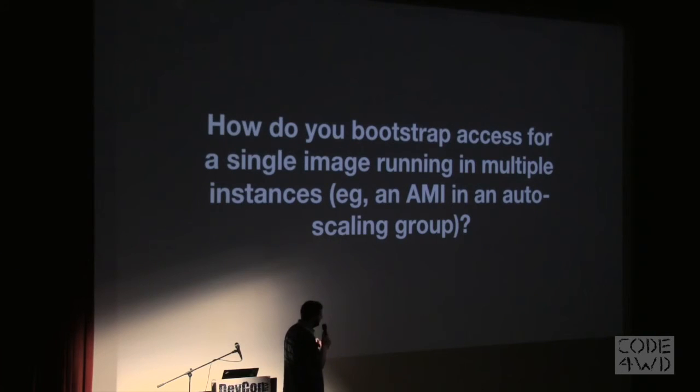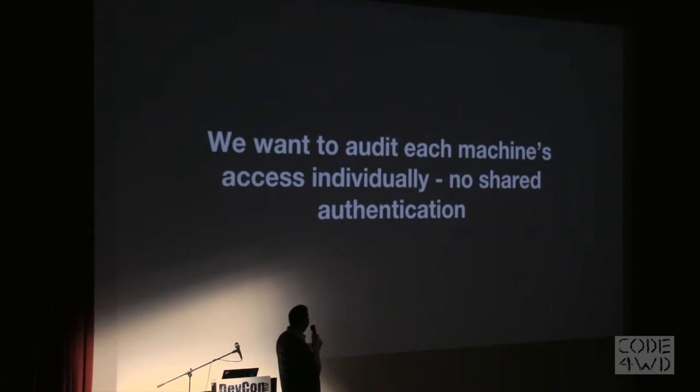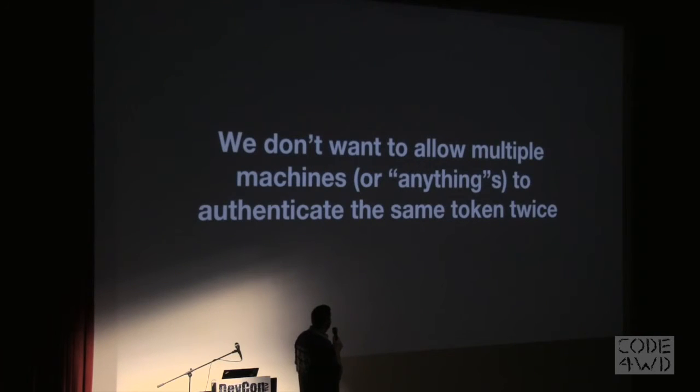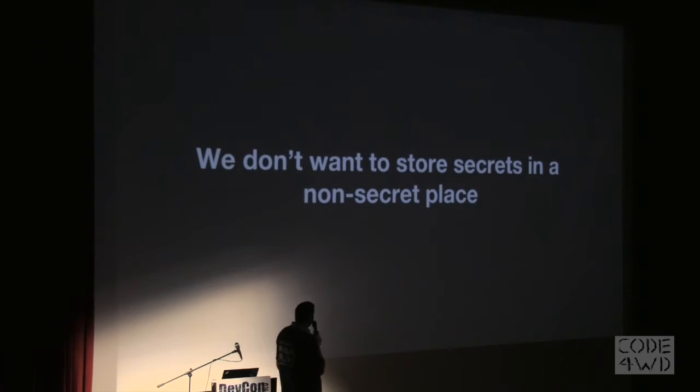And there are several premises that we want to state here. Premise one, we want to audit each machine's access individually, so there's no shared authentication. On the same note, we don't want to allow multiple anythings to share authentication. I mean, if we're auditing things, then we want things to be auditable. So no using the same token twice. No storing secrets in a non-secret place. So what's a non-secret place? Git, Chef, data bags. Anything that an ops person can look at in plain text is not secret. Because if an ops person could look at it, so can someone nasty who's getting into your network.